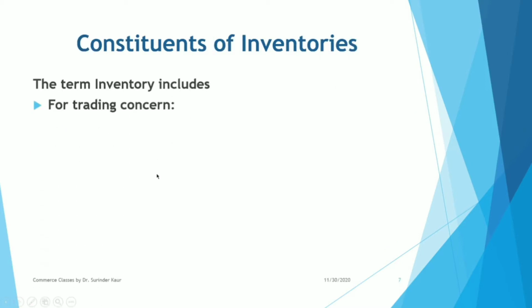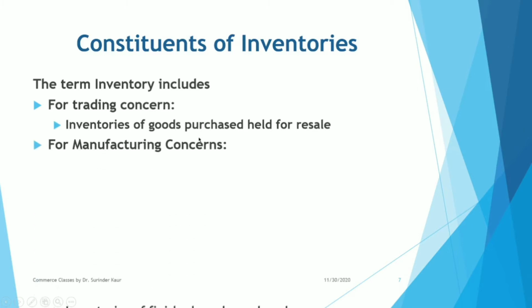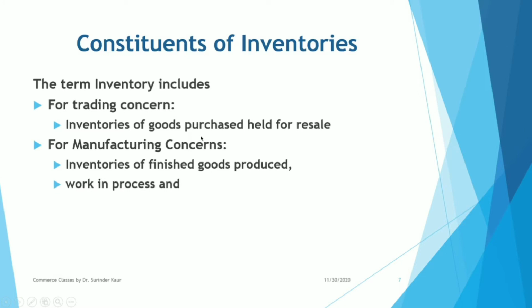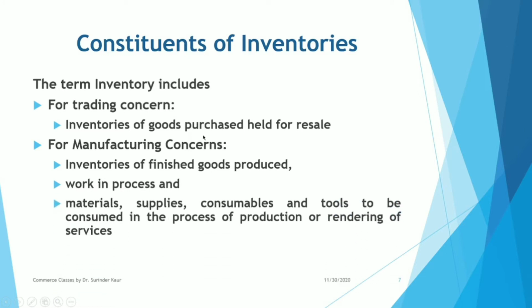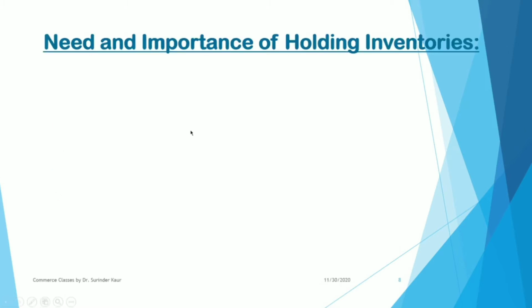So basically, for two different types of concerns, that is trading and manufacturing concern, the inventory term will include different things. For a trading concern, it is the inventory of goods purchased and held for resale. For a manufacturing concern, it will include inventories of finished products, work in progress, and materials and supplies and consumables and tools also, which are to be used in the production process or in the rendering of services.